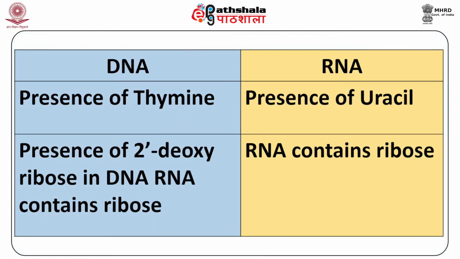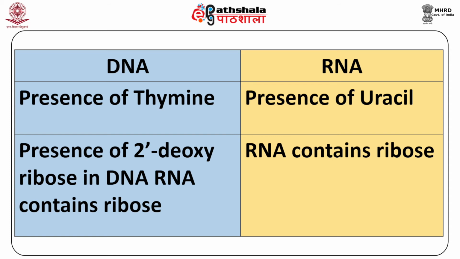Now, this is about the various forms of DNA found in the cell. Remember, in the last module and also in this module, we learnt that DNA and RNA differ from each other majorly by two differences.